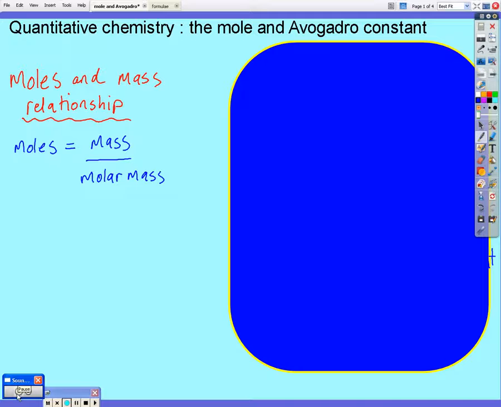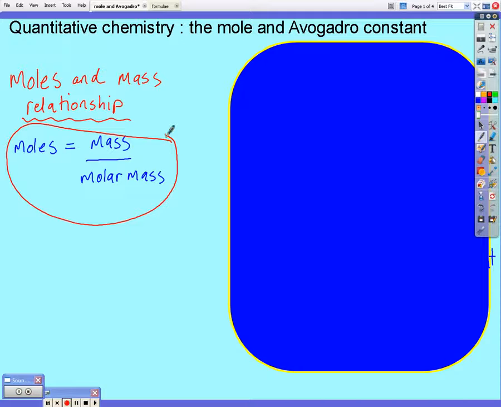Okay, so here we are again with some quantitative chemistry, looking at the mole and the Avogadro constant. You have a sheet based on that, and that sheet's really all about moles and mass relationships. If you've got the mass of a substance and you want to know how many moles you've got, or if you've got moles of a substance and you want to know what the mass is, well, for that we're going to use this formula. The number of moles is equal to the mass divided by the molar mass.